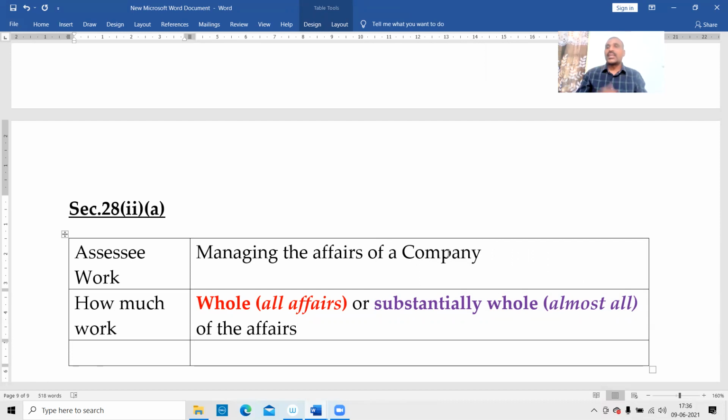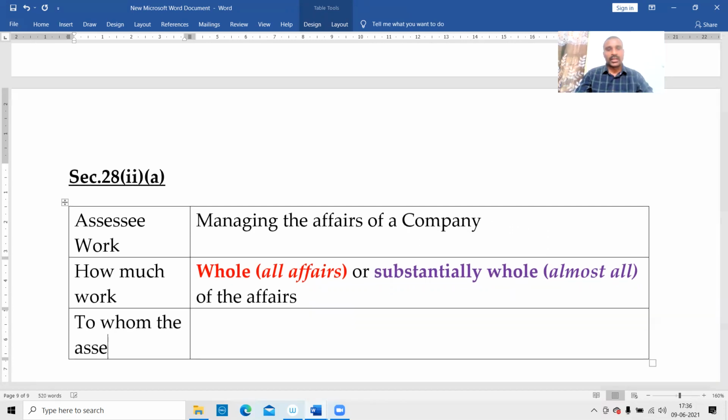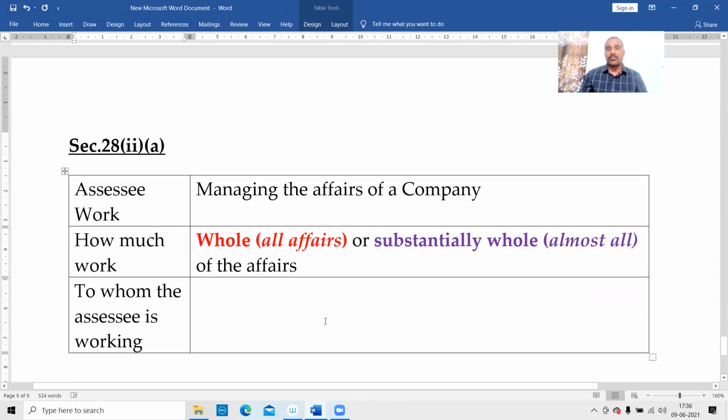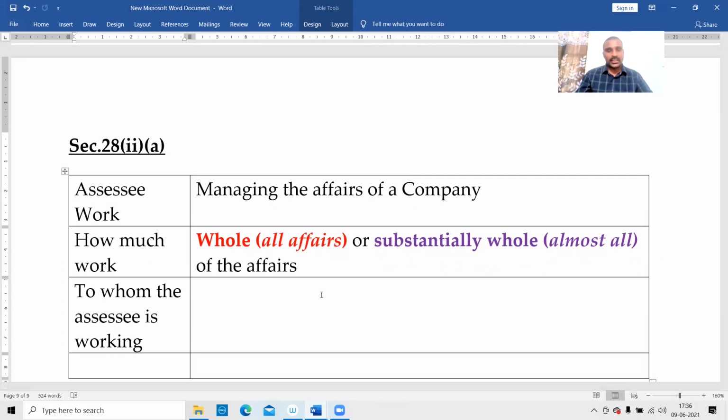So who is the associate? Service receiver. To whom is the associate working? The associate is working for an Indian company. The associate is managing the affairs of an Indian company. So, to whom is the associate working? The Indian company, the service receiver.